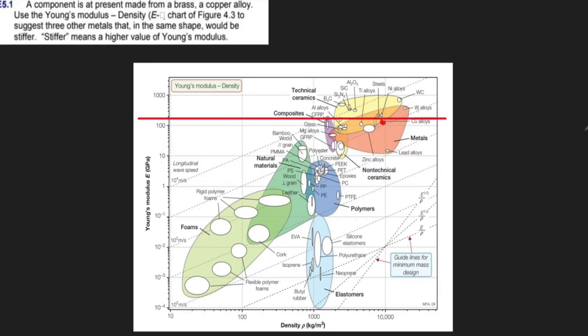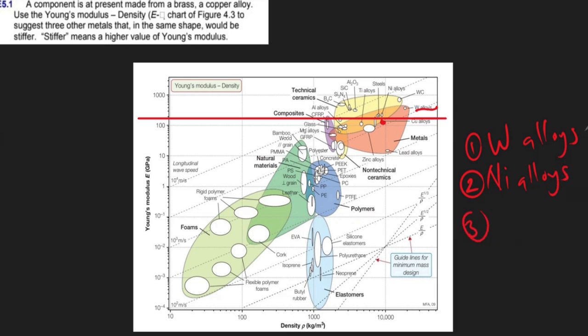Higher Young's modulus. So first we have, 1, tungsten alloys. 2, we have what? Nickel alloys. And 3, we have what? Steels. If you look at this, every other metal or metal alloy is below the line. So they have lower Young's modulus, or the same Young's modulus as what? Copper alloys. So these are the materials that we can replace copper alloys with. Thank you very much. We are moving on to the next question.